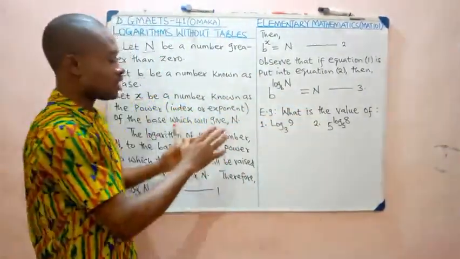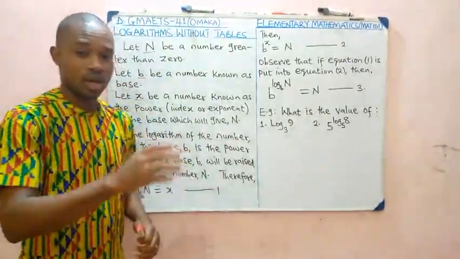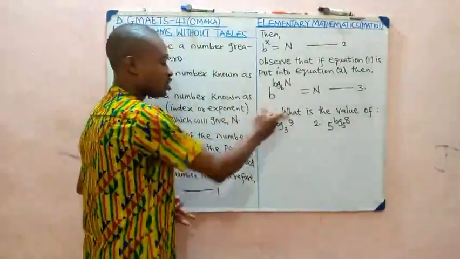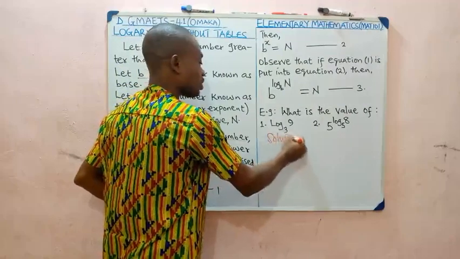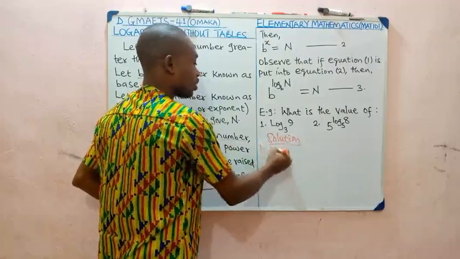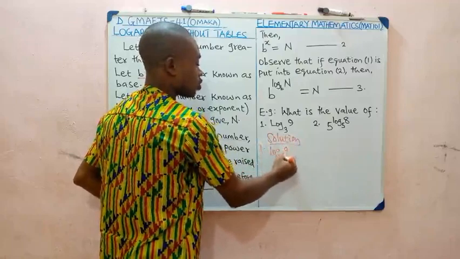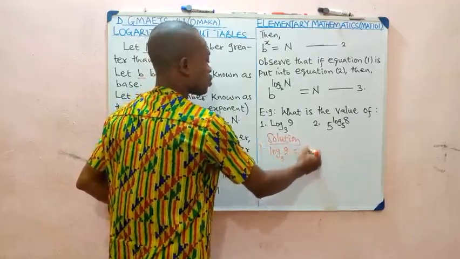Let's quickly look at these two examples we have on the board here. Is that okay? Quickly to see how we can apply our definition to solve this problem. So in this case, let's just say solution. The first case, we have log 9 to base 3. Let's say that log 9 to base 3 is equal to X.